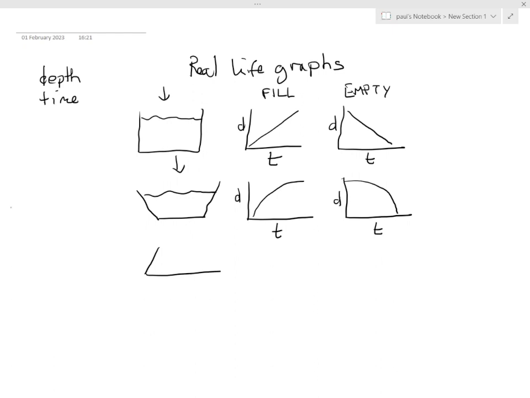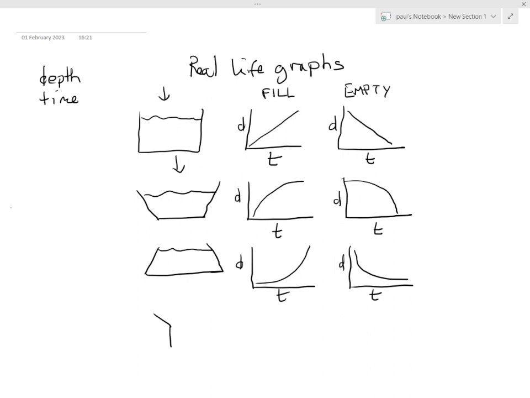We'll change the shape of the container to be like this, and do another couple of graphs, depth and time. What's going to happen with this one? We're going to fill it up first. It's going to take a long time to fill the bottom, and then it will slowly get quicker, so it will be like that. If we do it the other way around, it will empty quite quickly at the top, but get slower and slower, so it will be that sort of way.